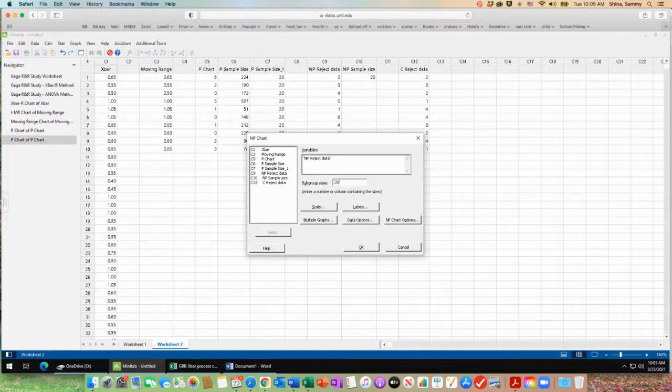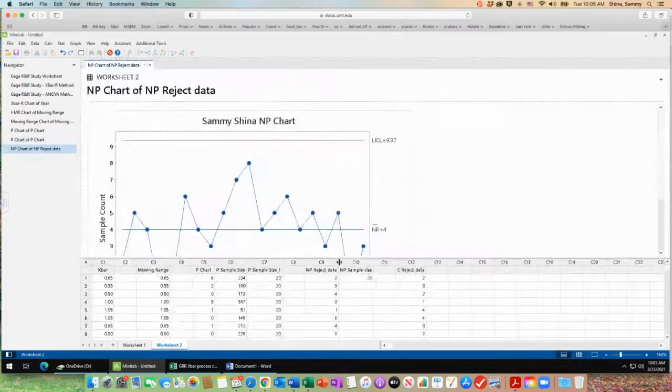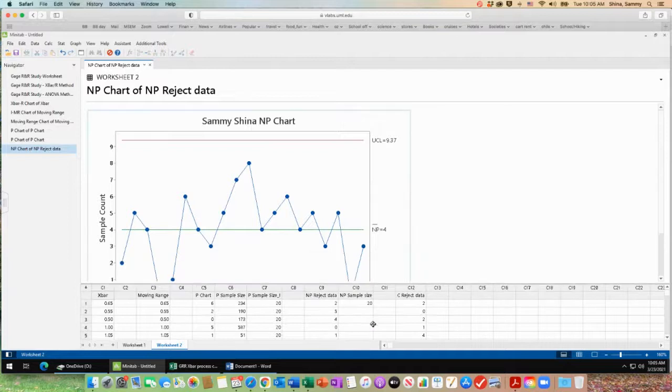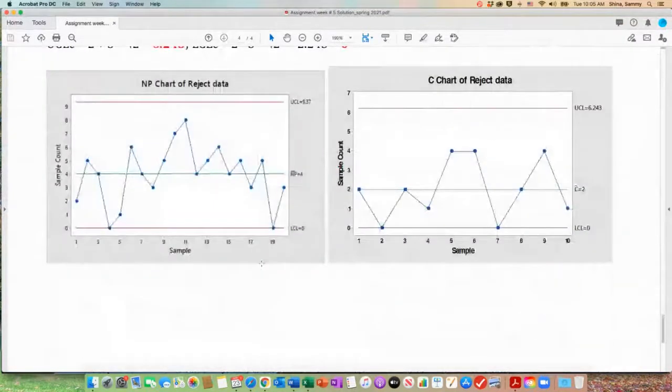Subgroup size is 20. Labels, Sammy, Shina, NP chart. Hit it, and we get the NP chart. Let me turn that down a little bit so we can see. There's the NP chart. And it looks the average is 4, and the upper control limit is 9.37, and that's exactly what we got with the NP chart. 4, 9.37, and 0. Very, very similar.